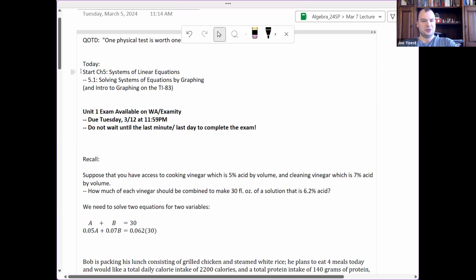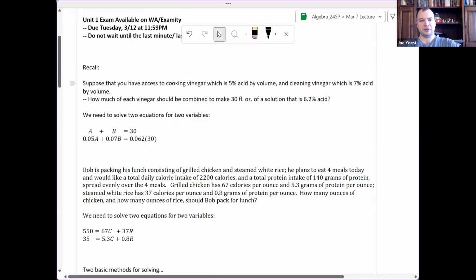Okay, so moving into chapter 5, we're in some sense starting a new chapter, but we're also going to see that this really relates back to some things we saw in chapter 3. So recall from chapter 3 these two problems, and there were several others like it, but I'm just using these two as examples.